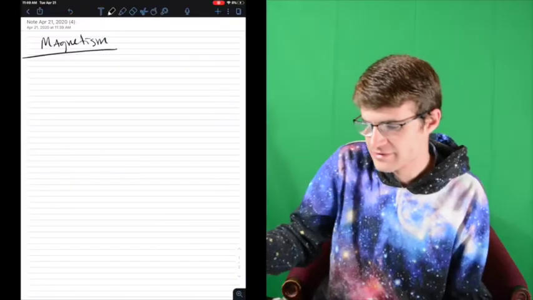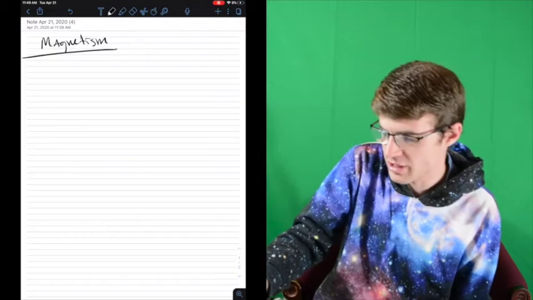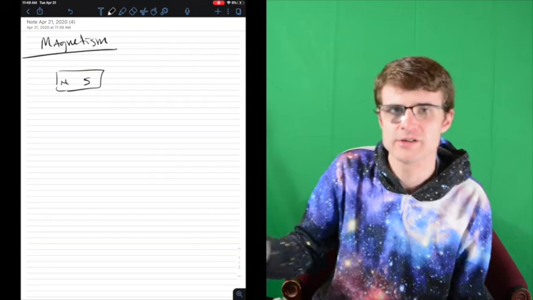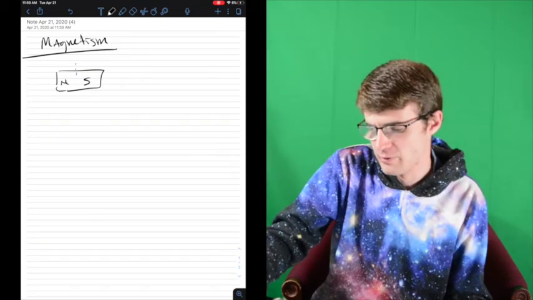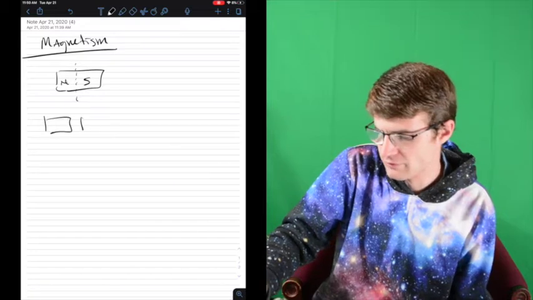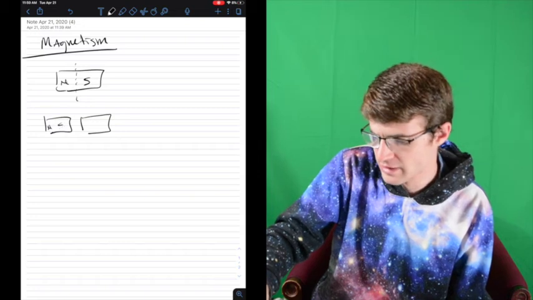So, magnetism. Just to start out with, one quick fact: if I have a North Pole and a South Pole on a bar magnet, and I were to cut the magnet in half, I might naively expect to get an isolated North Pole and an isolated South Pole in my hands, but actually that doesn't happen.